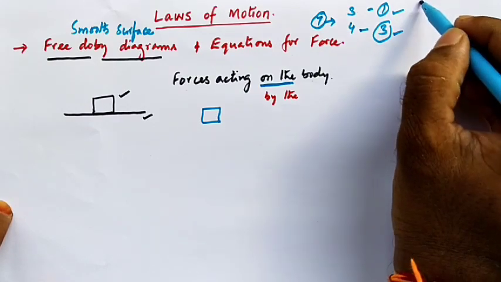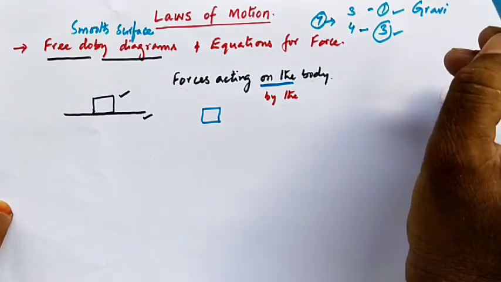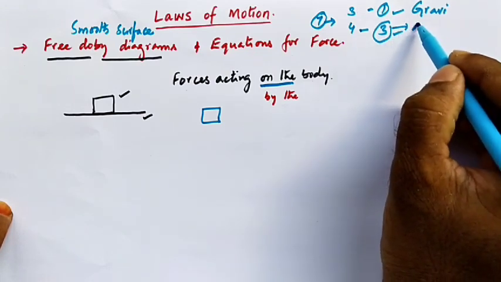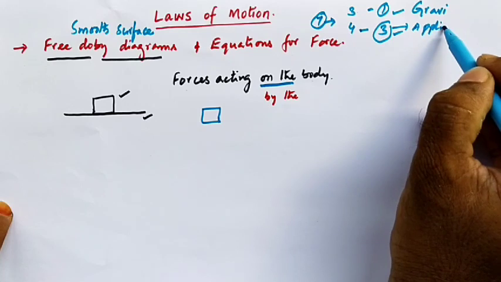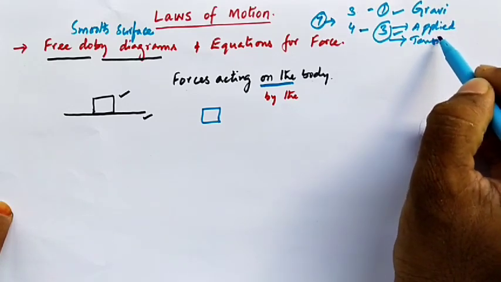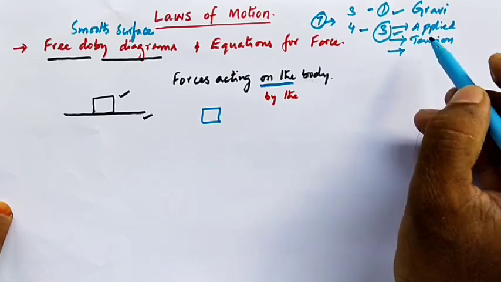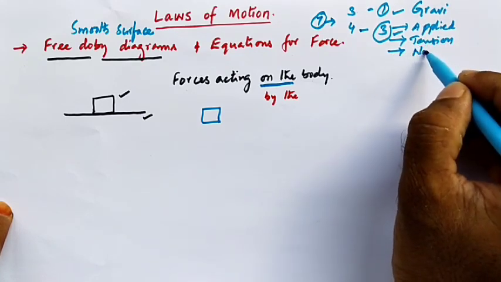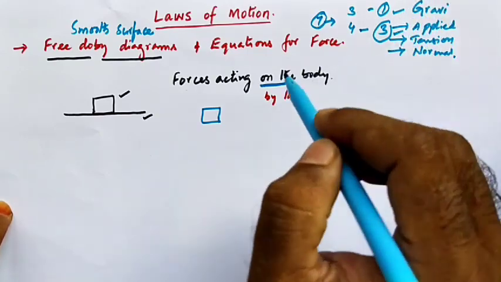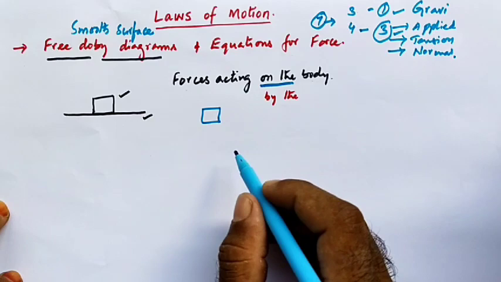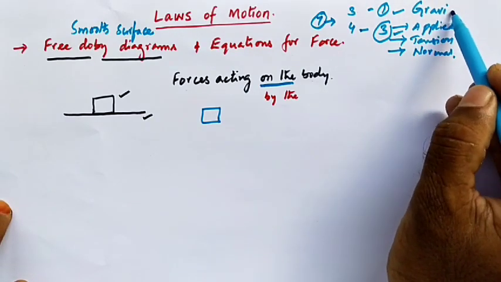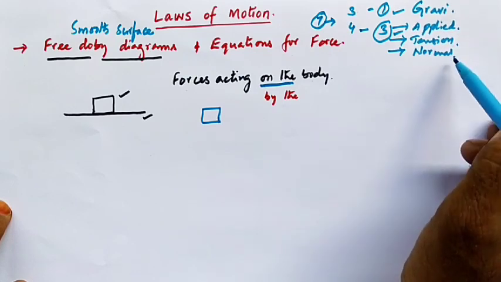What is the 1 non-contact force? That is gravitational force. What are the 3 contact forces? One is applied force. Second one is tension. Third one is normal force. Now there is a possibility of 4 forces acting on the body in this lesson. Clear? What are those four? You concentrate on these four forces only: gravitational force, applied force, tension, normal.